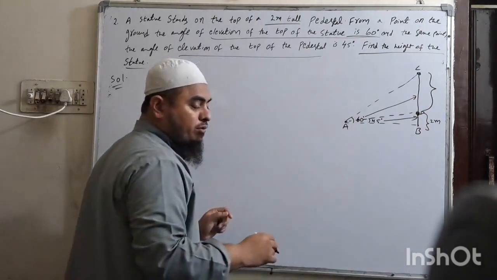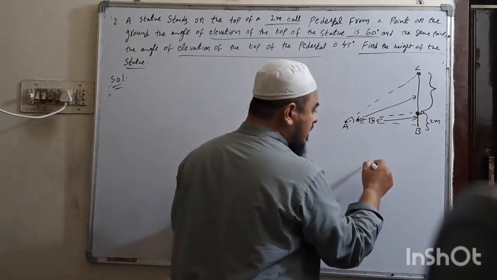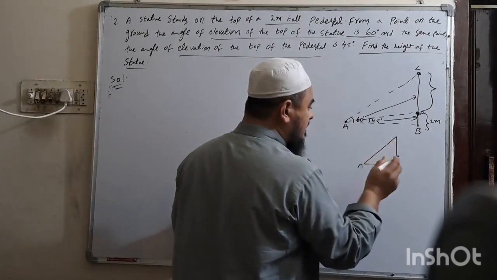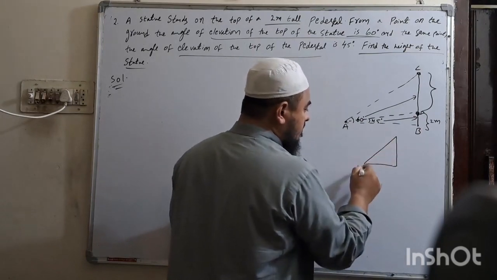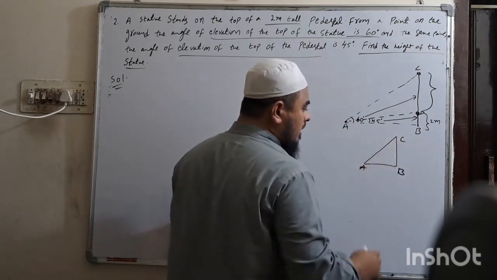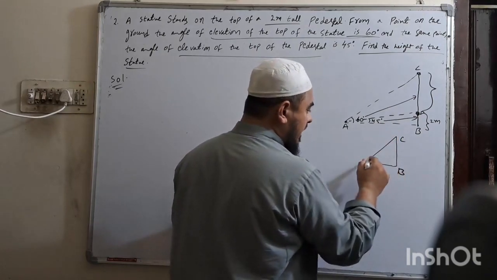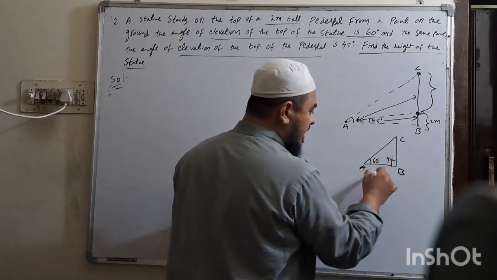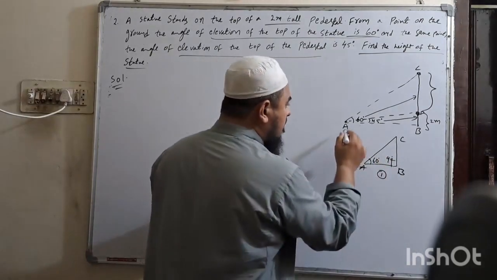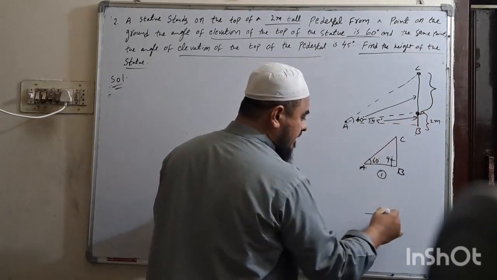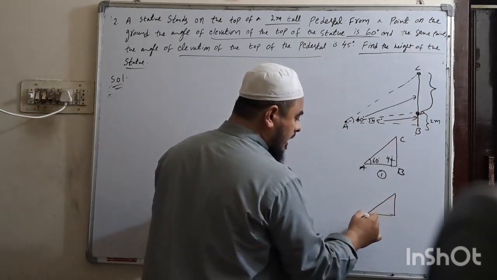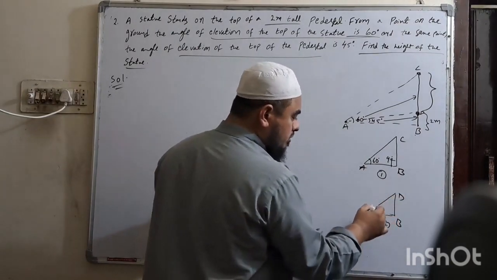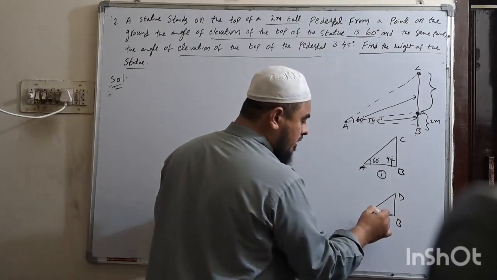Here two right angle triangles are formed. One is ABC, triangle ABC, triangle 1, and the angle here is 60 degrees. This is 90 degrees. Another triangle which is formed is ABD. So this is triangle number 2. The angle of elevation here is 45 degrees.